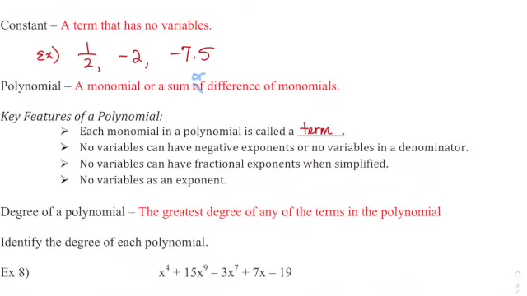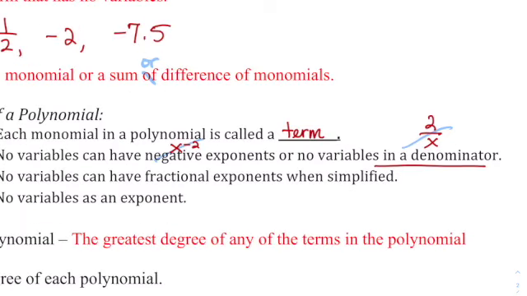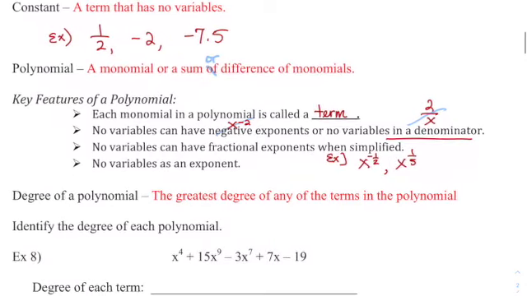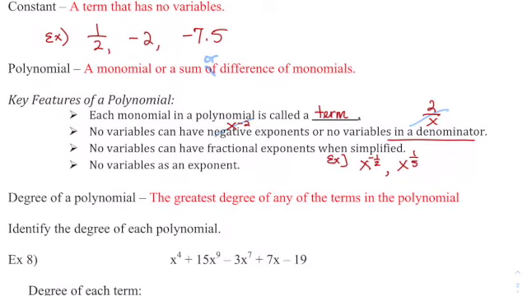No variables can have a negative exponent or no variable in the denominator, with anything that's 2 over x or the negative exponent, so it's going to be x to the negative 2 power. Those are not acceptable, so those are not right. No variables can have a fraction exponent when simplified. You guys have not had time to learn this. X to the negative 1 over 2 power, 1 over 5. No variable as an exponent. You cannot have things like y to the x power. Those are not allowed. I'm going to cross them out with a highlighter so you guys understand. Those are not allowed.